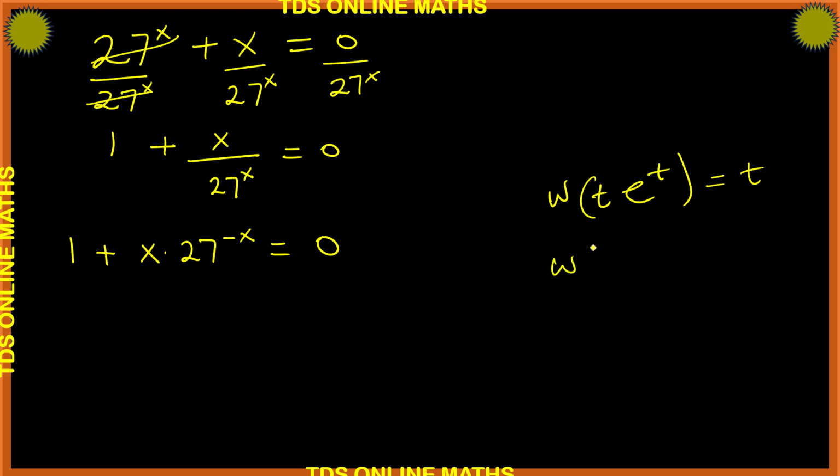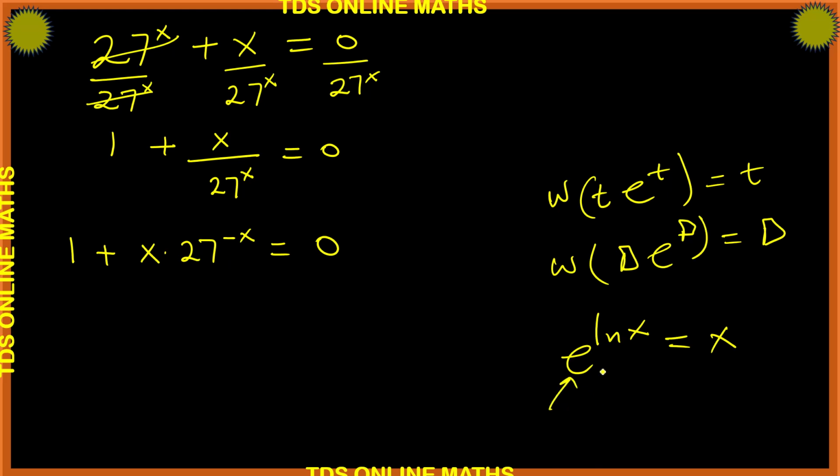So box e raised to box, then when taking the Lambert W function, the answer will be box. And when you are also given e raised to ln of x, the answer is x. So before we can apply the Lambert W function, you must introduce our e here.